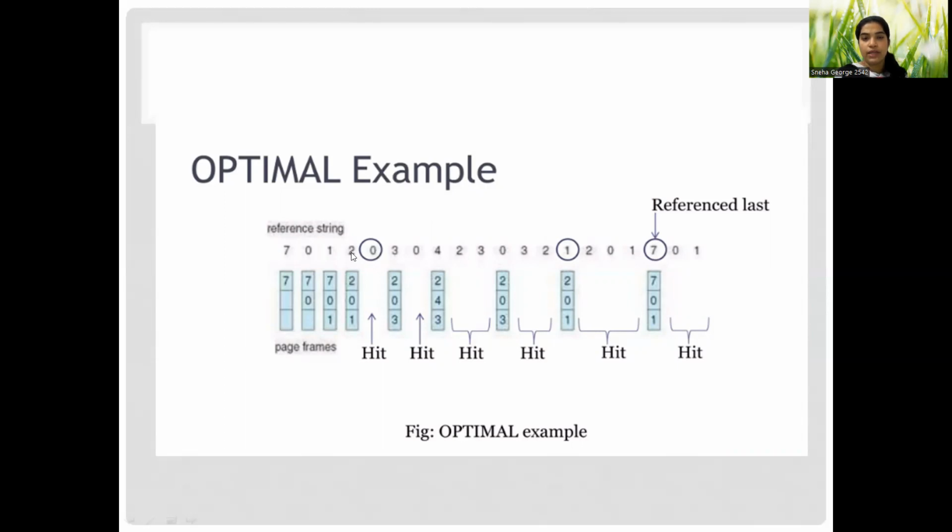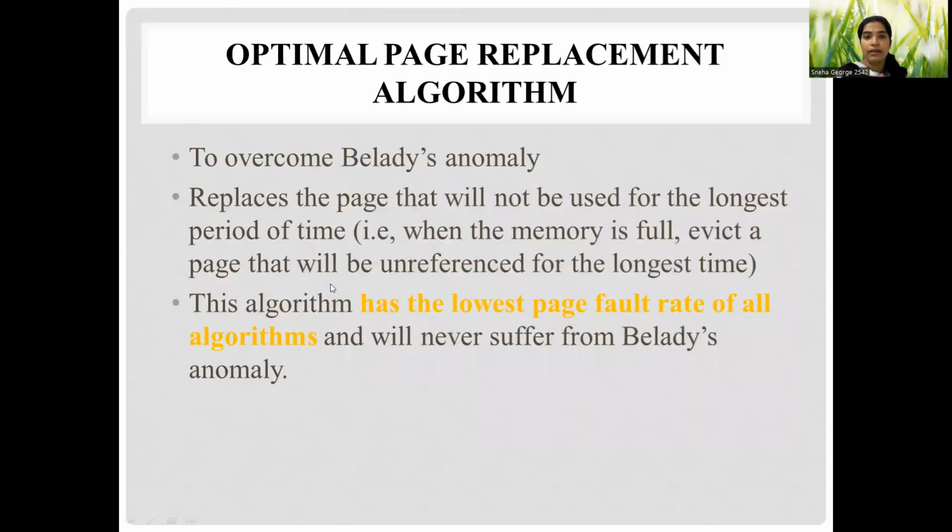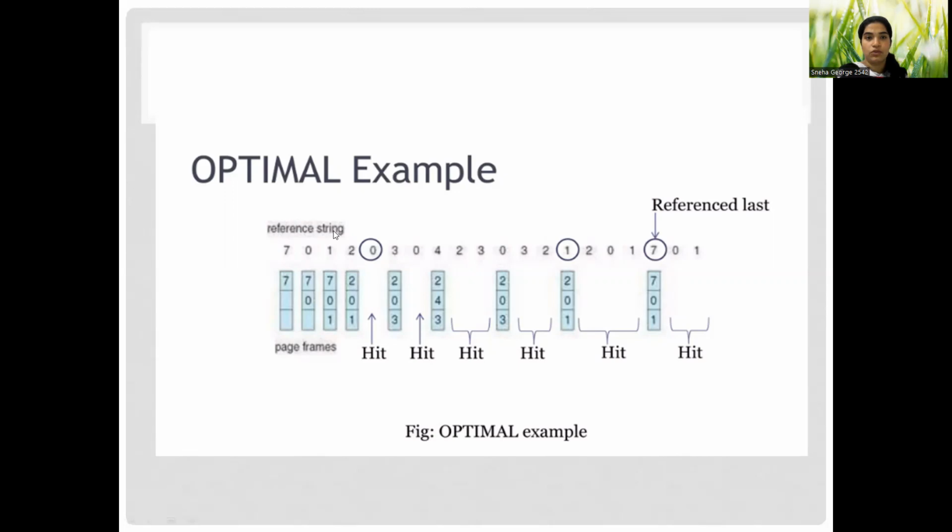Then it checks 2. Is 2 present or not? 2 is not there. So what do you have to do? Optimal replaces the page that will not be used for the longest period of time. This 7 is the one which is not used for a longer period of time. So 7 is replaced by 2.